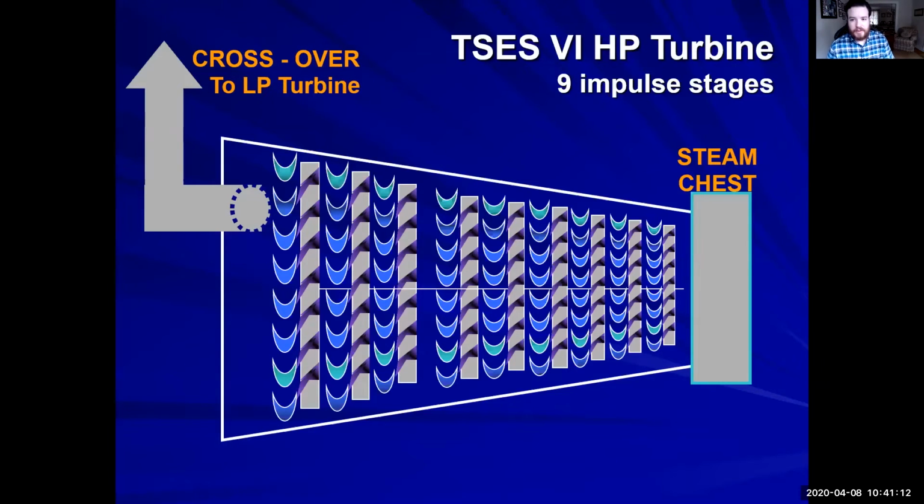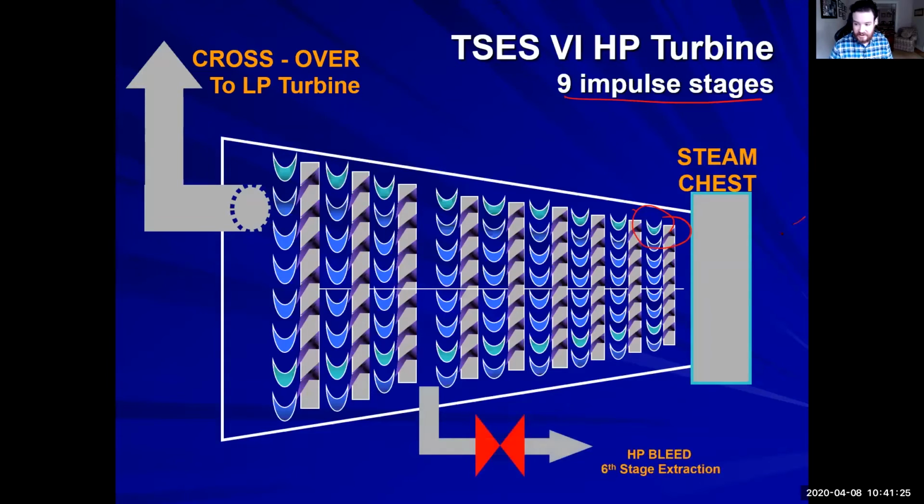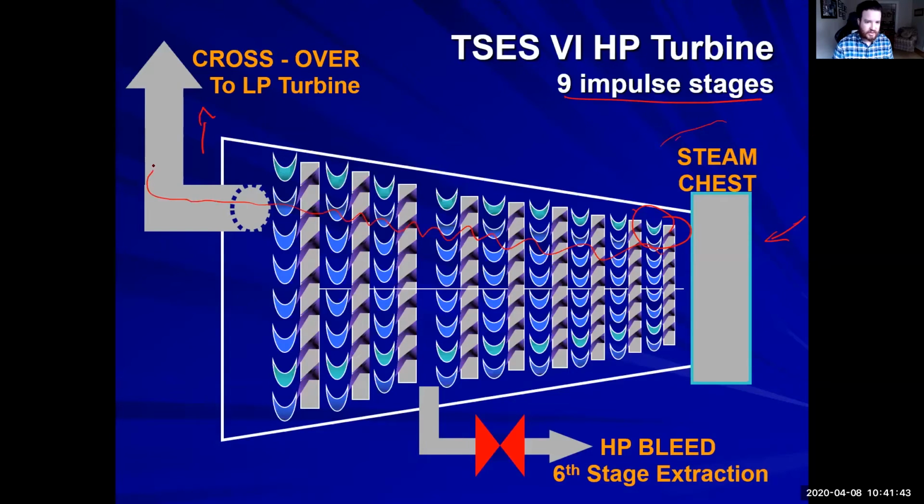So we have a high pressure turbine. We have 9 impulse stages. Remember, a stage is a set of nozzles and blades. We have our steam chest where all of the head steam is entering. We have our crossover at the end going to our low pressure turbine. So when we are going ahead, under normal operating conditions, head steam enters our steam chest. It travels through all of these blades, goes to the low pressure turbine, and then goes through all the low pressure turbine blades.